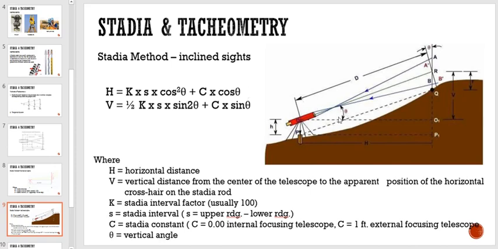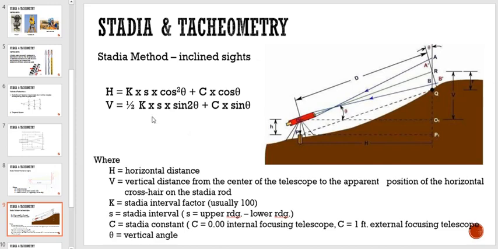Theta is the angle between the line of sight and the horizontal level. And we can compute for the vertical distance, which is the vertical distance from the rod reading. The rod reading is the center reading from the telescope. So that is equal to one half K, the Stadia interval factor, times S times sine 2 theta plus C times sine theta. Okay, so by trigonometric functions, we arrive at these two equations for inclined sights.